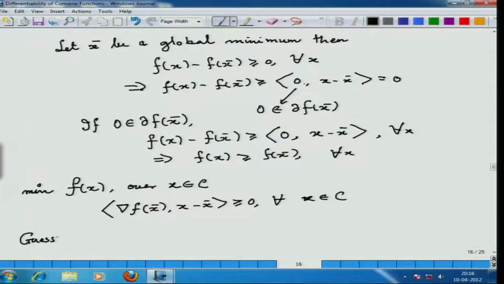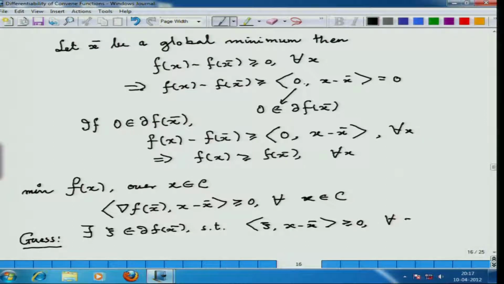The guess is the following: there exists some xi, I do not know what it is, in del f of x bar, such that xi times x minus x bar is greater than or equal to 0 for all x an element of R n. How do I prove this?